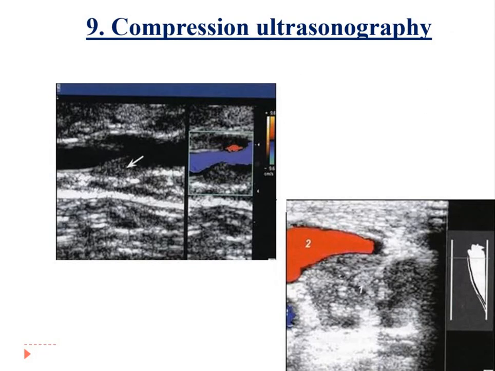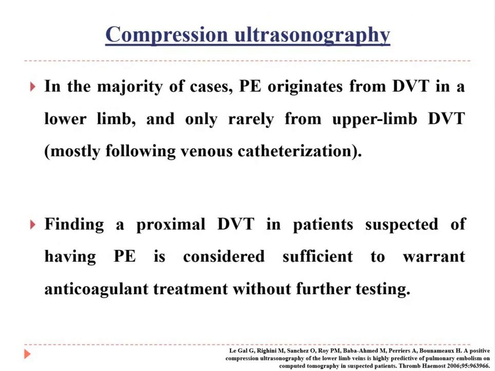Compression ultrasonography. In the majority of cases, pulmonary embolism originates from deep venous thrombosis in a lower limb and only rarely from upper limb deep venous thrombosis, mostly following venous catheterization. Finding a proximal DVT in patients suspected of having pulmonary embolism is considered sufficient to warrant anticoagulant treatment without further testing.